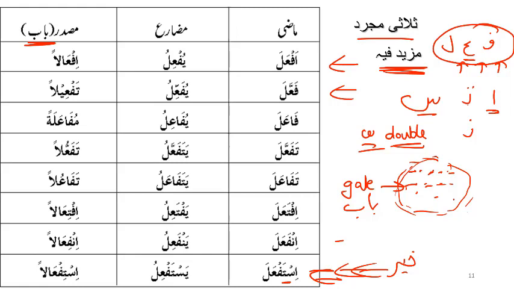All right. So now in this class, I'm just going to give you an overview of these different Mazid Fi babs. So we are going to look at 1, 2, 3, 4, 5, 6, 7, 8. So we had 6 babs that were pure Salasi Mujarrad, and now we are going to look at 8 babs which are Mazid Fi. In this introductory lesson, I'll just give you a sense for what these 8 babs are about. And then in subsequent classes, we'll take each of these babs.